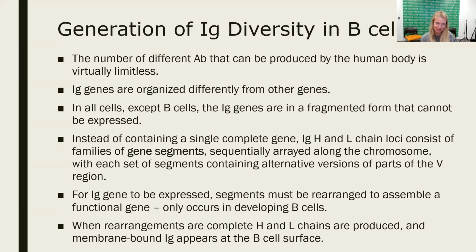So in all cells, except for B cells in this case, because we're only looking at B cells, the immunoglobulin genes are in a fragmented form. They're not set up where this section of the chromosome codes for this gene and it's just transcribed and translated as is, but rather they're fragmented into what we call segments. So instead of having that complete gene just in a package, the heavy and light chains of immunoglobulins are divided up into pieces or segments, and then they're still sequentially aligned on the chromosome, but different segments can be pulled out.